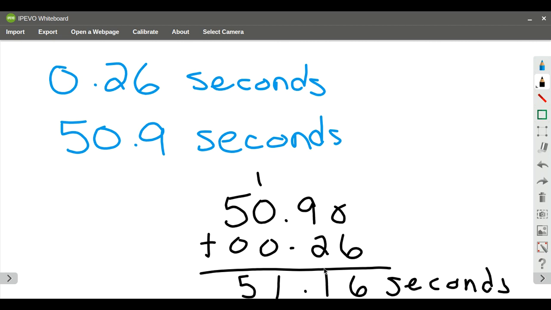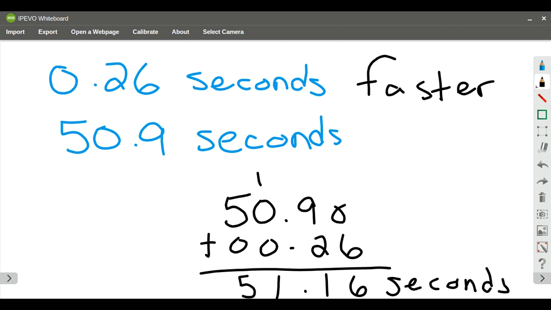If we take a look at the convince me on the bottom of the page, it says, suppose Martin finished the race 26 hundredths of a second before Kim. What was Martin's time in the race? Use an estimate to check that your answer is reasonable. So I still have this information, but now he was faster than Kim. So because he was faster than Kim, we're not going to be adding, we're going to be subtracting.